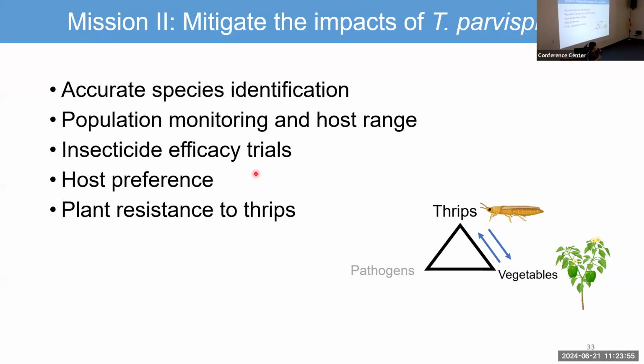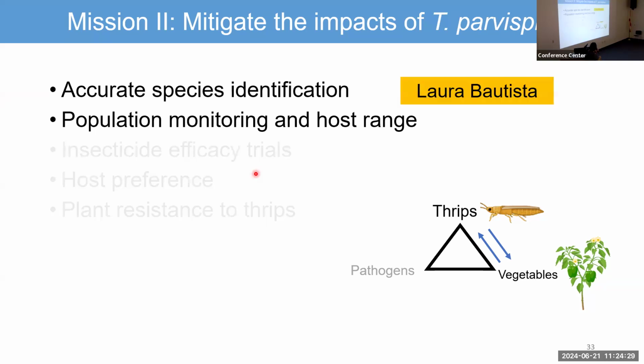They can feed on peppers, but also other crops like cucumbers, beans, squash, eggplants, many plants. So we want to see what their natural host range is. We are collaborating with Dr. Julian's lab and Anna. We're also conducting an insecticide efficacy trial. And in the near future, we're going to do some host preference experiments in the lab and see if there's any natural host plant resistance against these thrips. So with that, we'll have Laura tell you a little more about this.